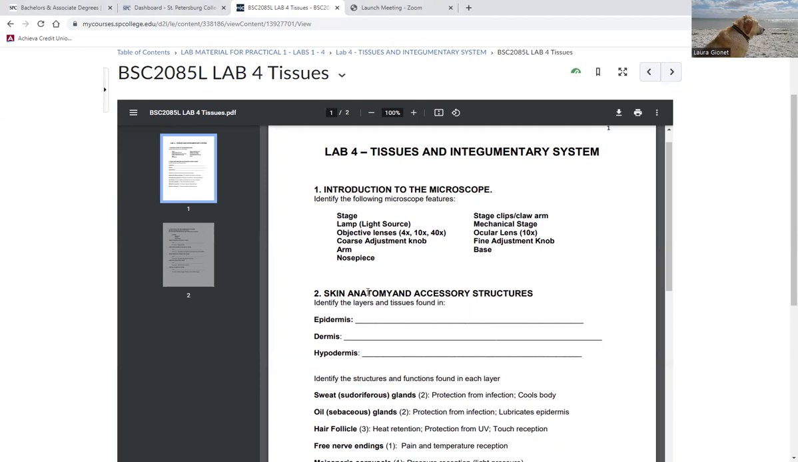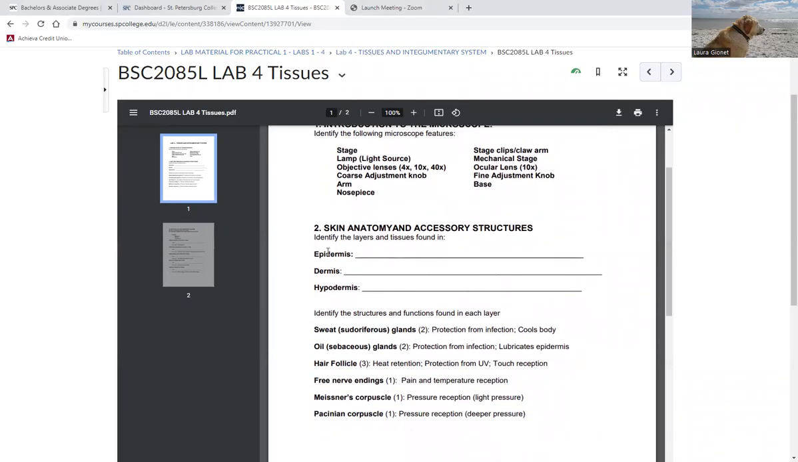Then we're going to look at the skin anatomy and accessory structures, identifying the layers and the tissues found in our epidermis, dermis, and hypodermis. The epidermis is the most superficial layer of the skin. Identify the layers and the tissues found in there. In the epidermis, the upper layer, we find stratified squamous epithelial tissue, or epithelium. You can say epithelial tissue or the single word epithelium.